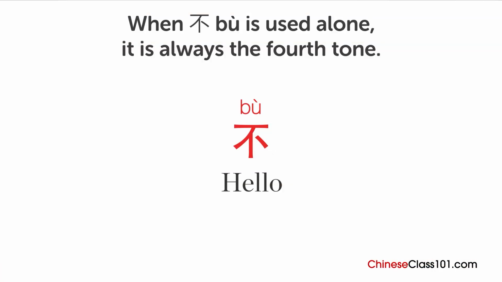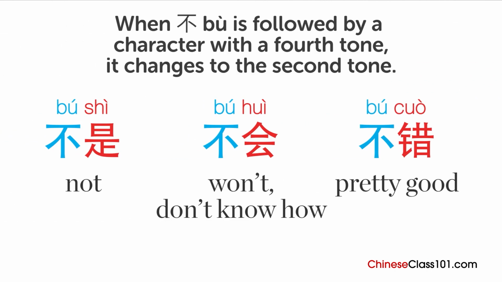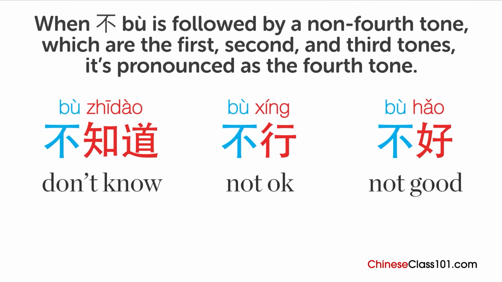When 不 is used alone, it's always the 4th tone, 不. When 不 is followed by a character with a 4th tone, it changes to the 2nd tone, 不. For example, 不是, 不会, 不错. When 不 is followed by a non-4th tone, which are the 1st, 2nd, and 3rd tones, it's pronounced as the 4th tone, as in 不知道, 不行, 不好.